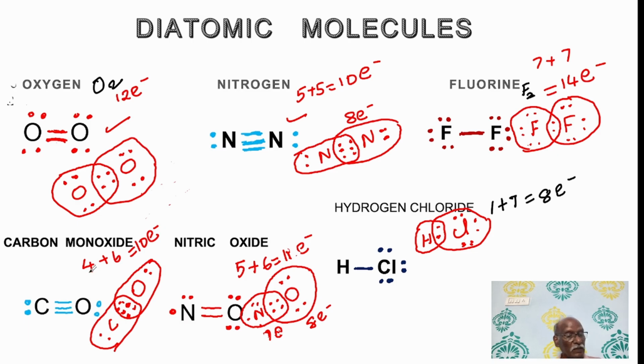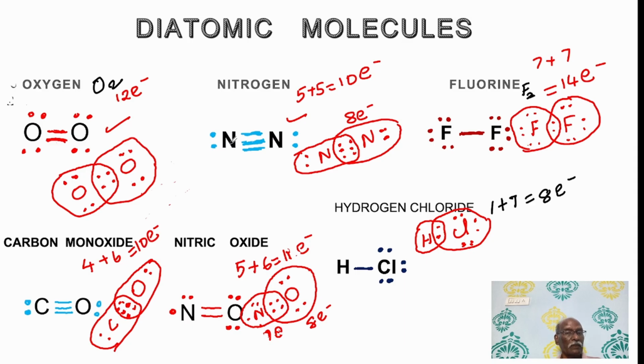Here carbon has valence 4 electrons, oxygen has 6 valence electrons. Altogether there are 10 electrons. Already we have seen in the nitrogen molecule 10 electrons. The same structure has to be written here also. Carbon monoxide and N2 each have 10 electrons in their valence shell.